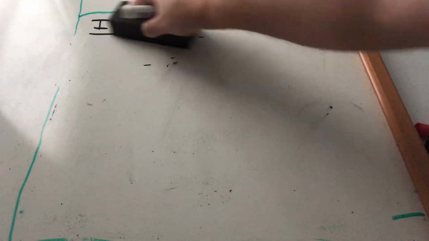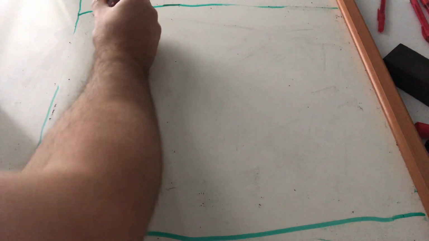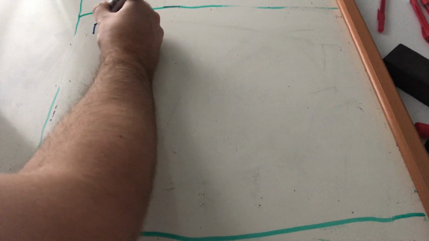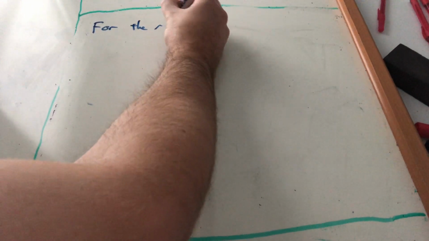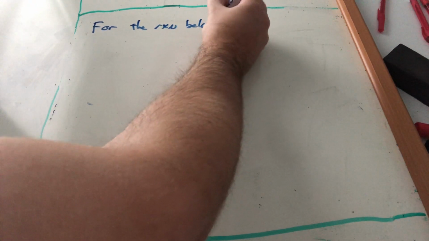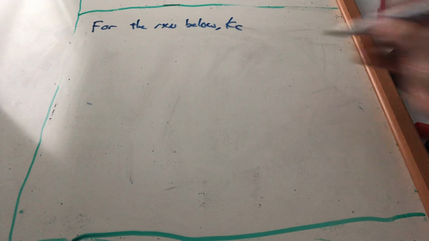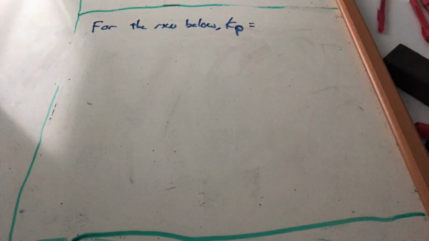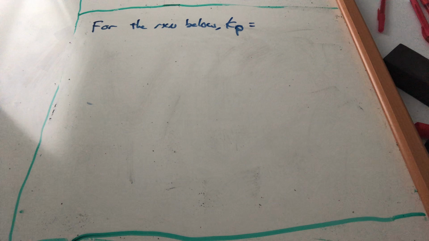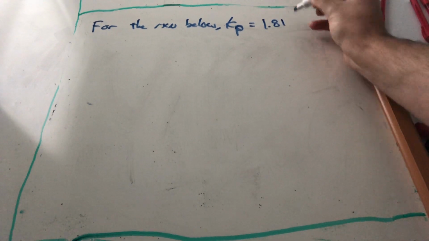I'm just going to give myself a little bit more room at the top here. Okay, the last example in our video involves the decomposition of a solid. And so what we're going to do is we're going to be given a reaction. So for the reaction below, we're going to give a reaction and a Kc. Oh, sorry, Kp this time. Kp is 1.81 times 10 to the minus 4.